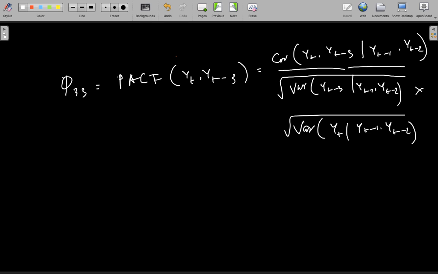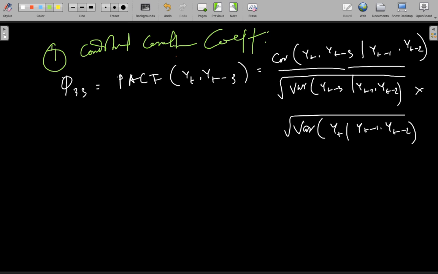Now the other way is to use regression. So this is my first way, where I use the conditional correlation coefficient. And the second method, we will be using regression. We already know how regression works, so I don't need to elaborate a lot about regression.